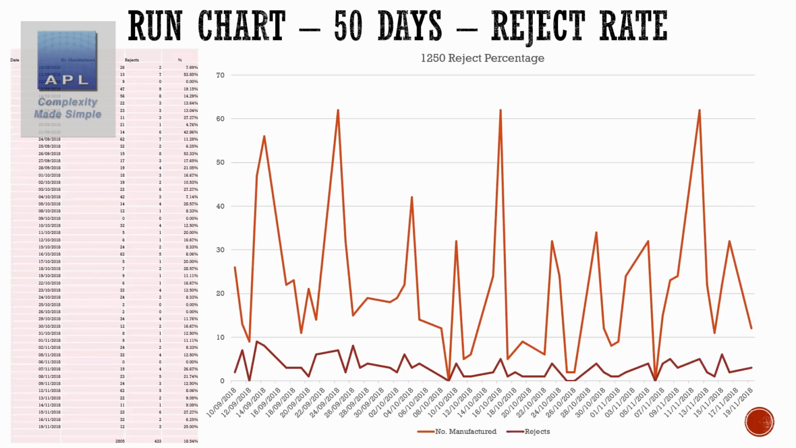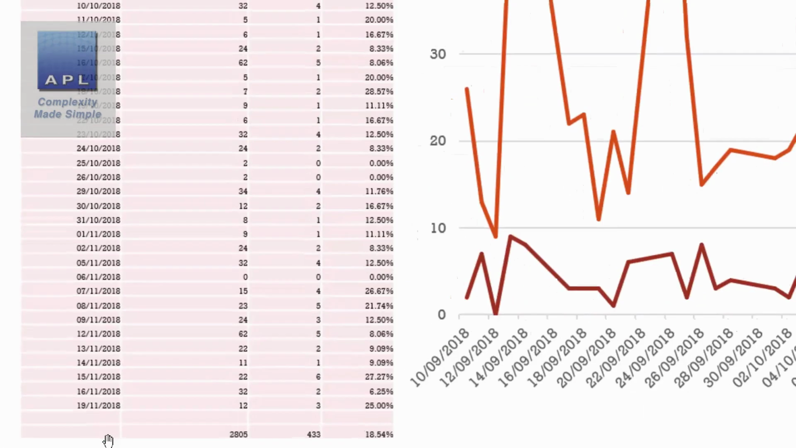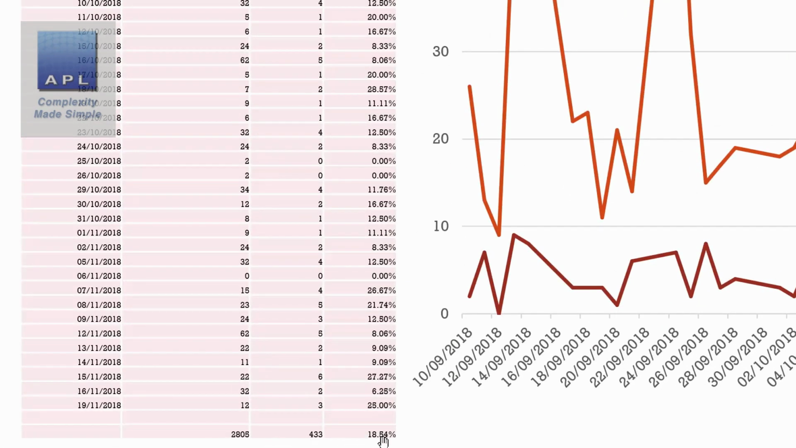Now here's 50 days of the reject data. The main graph, the big peaks up here, is the production quantity. So this is how many they made. The graph we're interested in now is this one down here, because this is the reject rate. You can see the data on the left hand side, and if I just blow this up, it probably makes it a little bit easier to see.